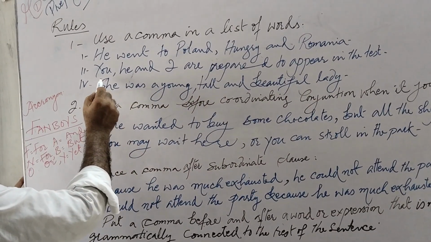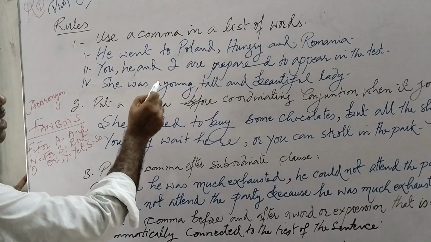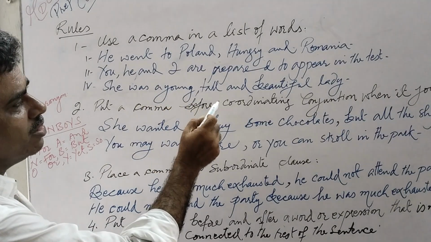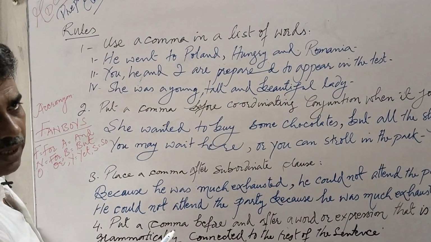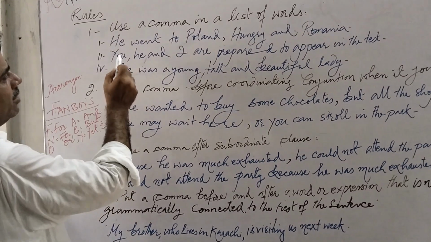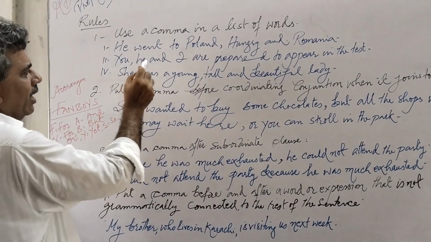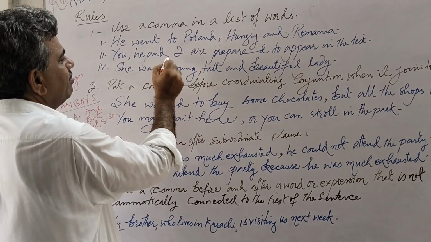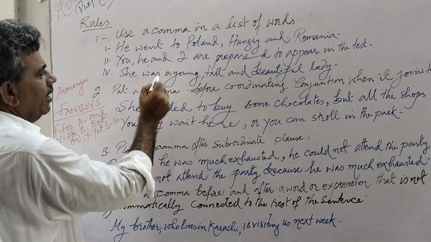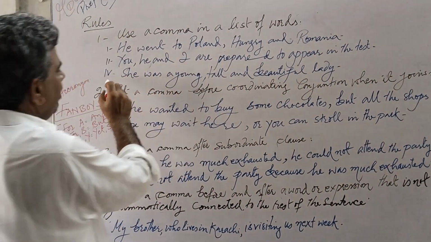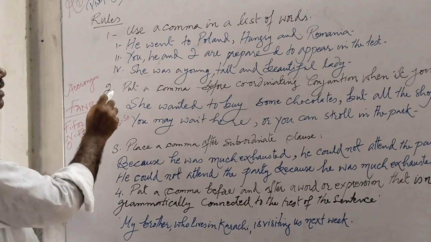Here is an example of three pronouns used in the sentence. We have three pronouns: you, he, and I are prepared to appear in the text. So when we look at the sentence, there is a comma between you and he, and there is and between he and I. We have the third sentence here.